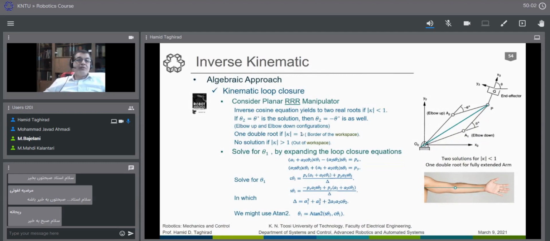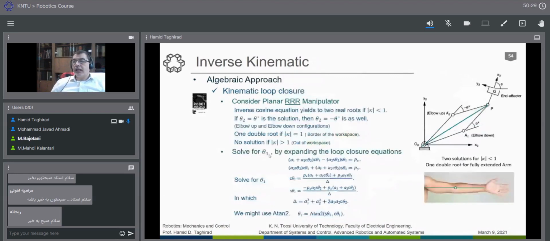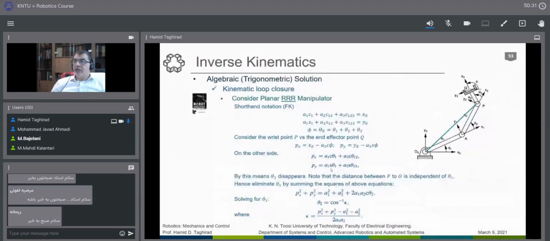Now we go back to theta 1 and theta 3. We should find the other two parameters here. So we have this one, we reduce it to here, we eliminated theta 1 and found theta 2. Now we can go back to this equation and find theta 1, or go back to this equation and find theta 3. But let's start with theta 1. To solve for theta 1, expand the loop closure equation again. Here we have this loop closure.